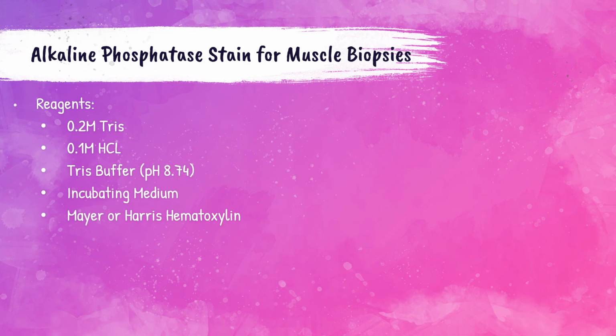Reagents needed for the staining method are 0.2 molar tris, 0.1 molar hydrochloric acid, tris buffer at a pH of 8.74, incubating medium, and either Mayer or Harris hematoxylin.